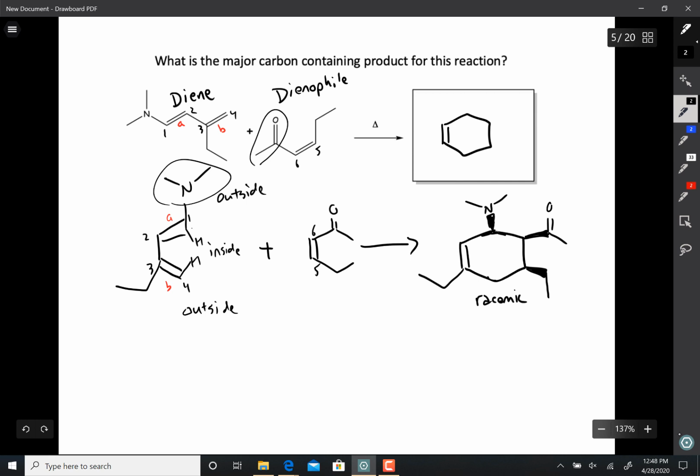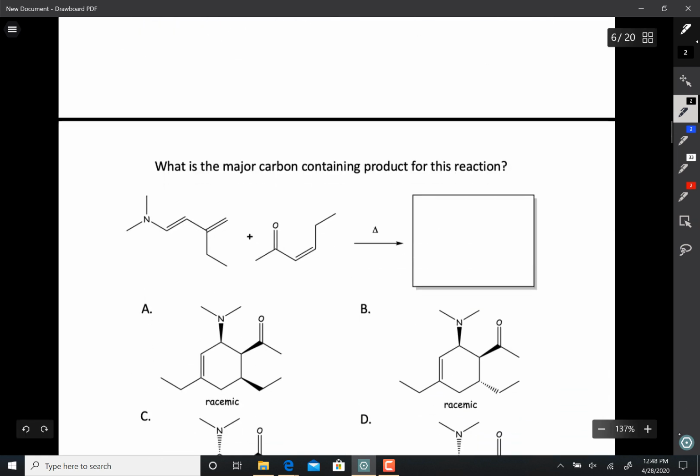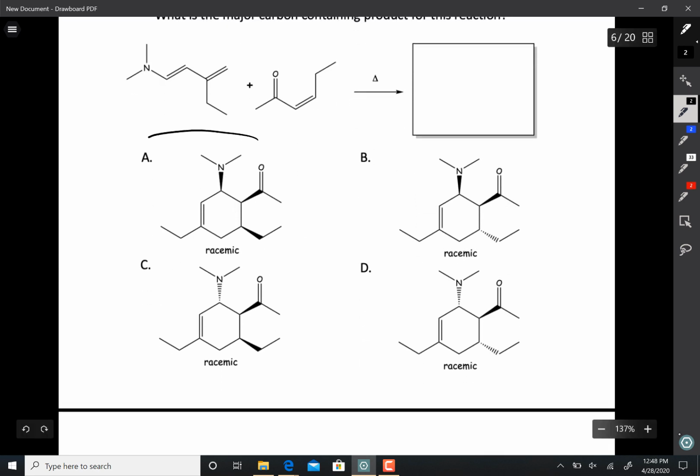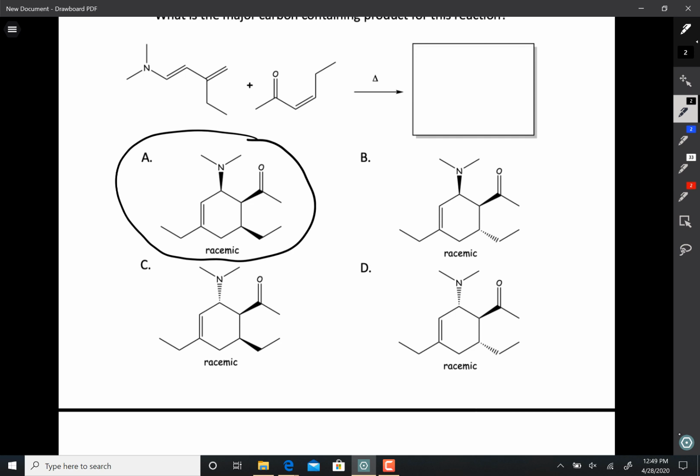And since it's chiral and we started out achiral, you get a racemic mixture. And so now it's just a deal of trying to figure out which one matches that particular structure. And then we see that it's A. C is the exo product. B has a problem here, where they're trans and they're cis up here. D also has that issue as well, and is also an exo product.